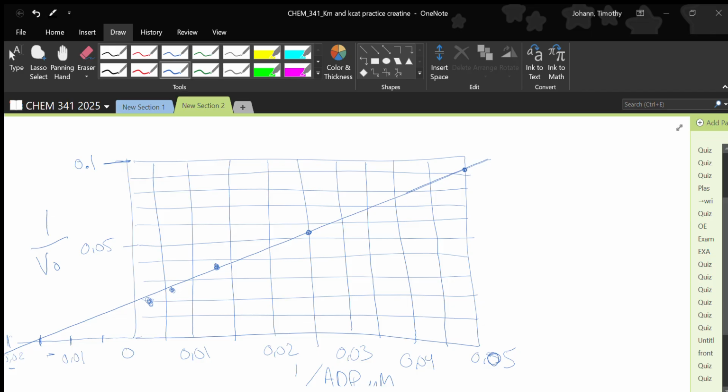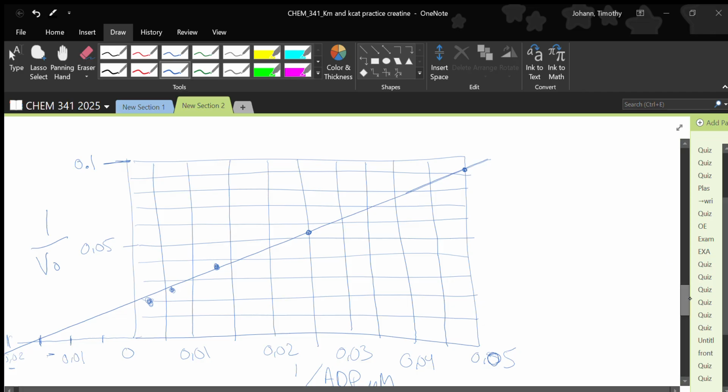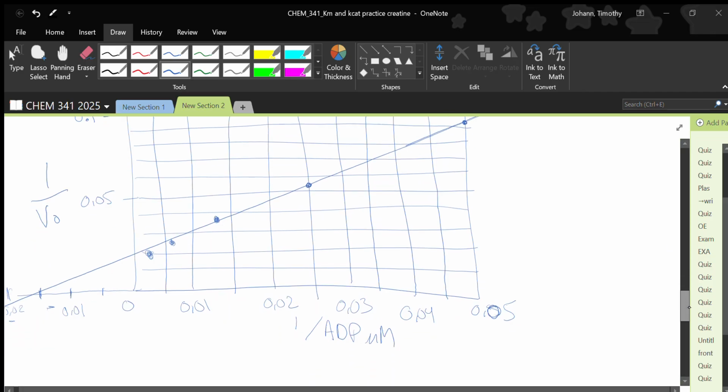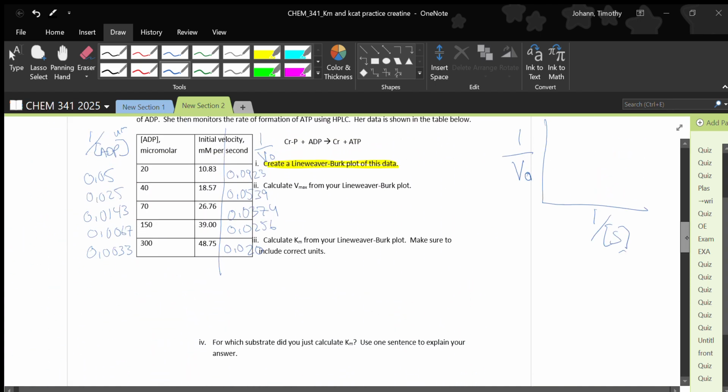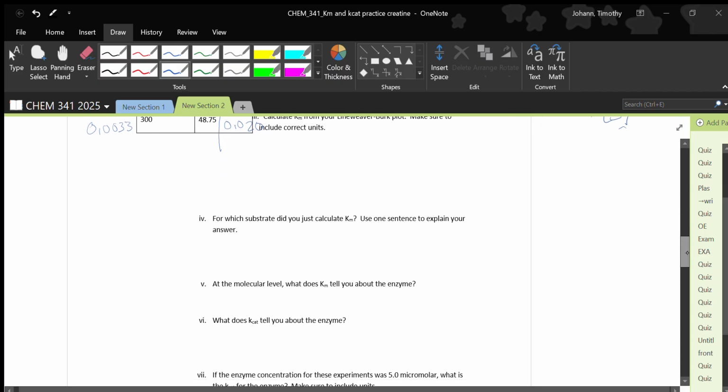Okay, why don't we go ahead and take a look at this? So the easiest thing to pick off of this, let's see what I asked next. Calculate the Vmax. That's the easiest thing to pick off of this.